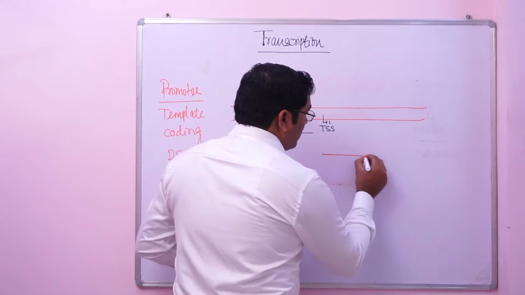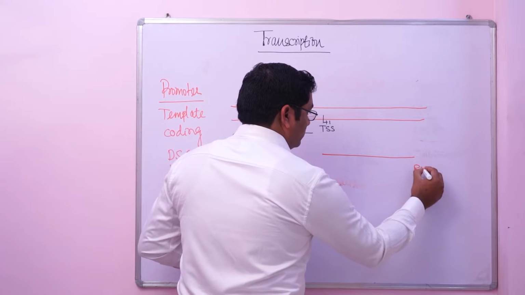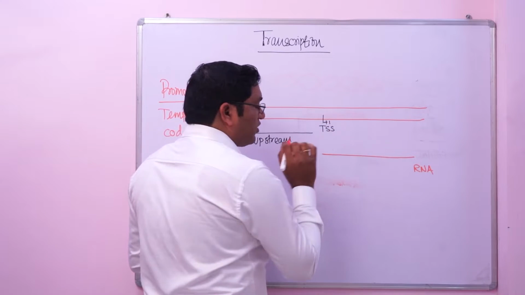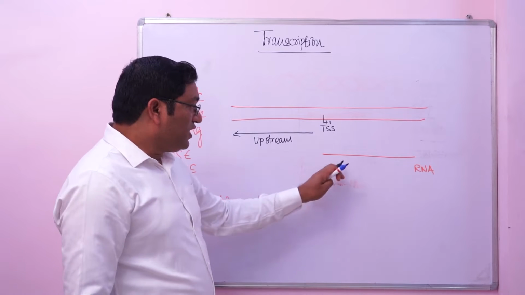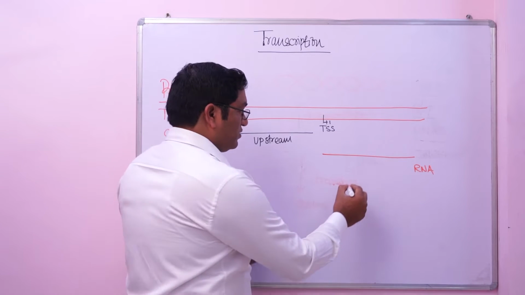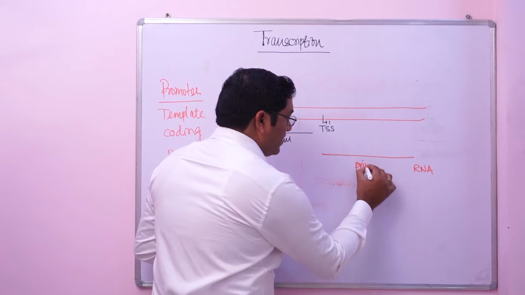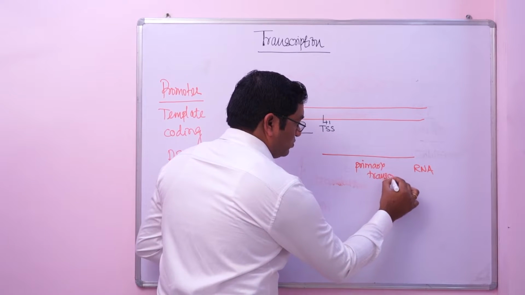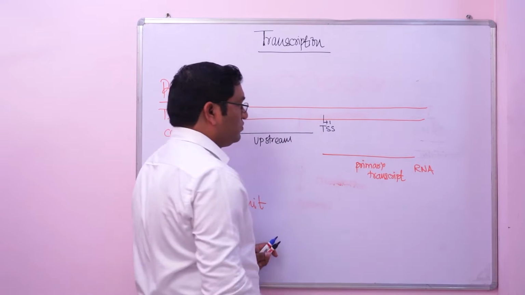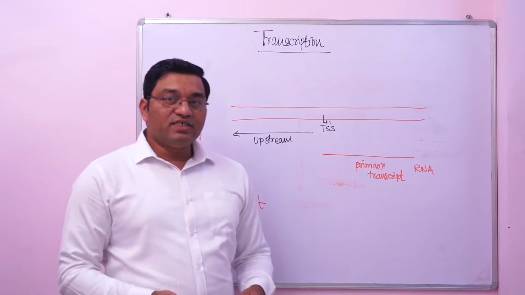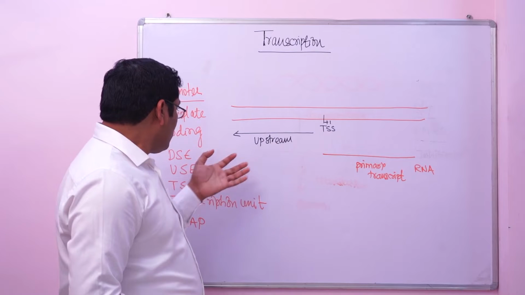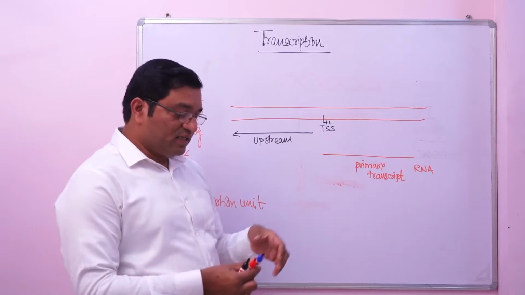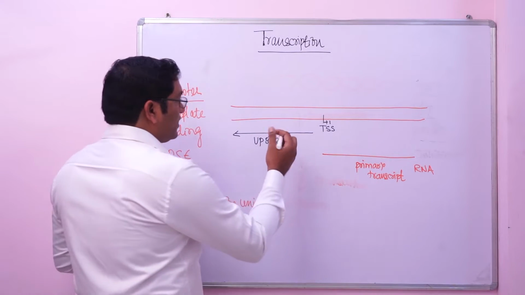So suppose this is an RNA. This is the actual site from which RNA synthesis occurs. This RNA is known as primary transcript. Okay. Now there is a region which is upstream of this transcription start site. It is known as promoter region.